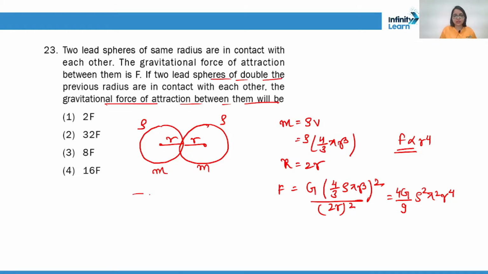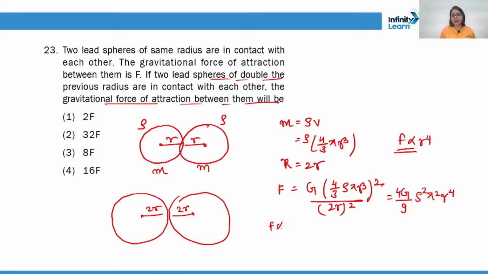Fine. Now in the next case, when you are increasing the radius by 2 times, okay, so this is 2r and this is 2r, right? So on increasing the radius, force will vary as r to the power 4. Fine. So force will increase by 2 to the power 4 on increasing the radius to 2 times, right? So 2 to the power 4 is equal to what? It is 2 into 2, 4, 4 into 4, 16. So new force will be 16F, which is option 4.